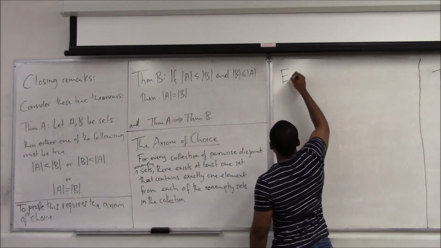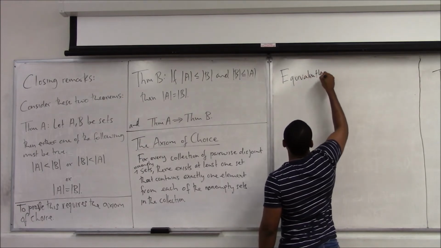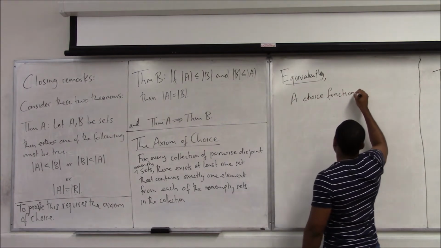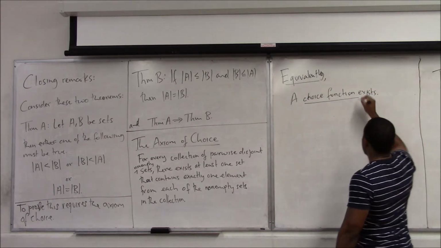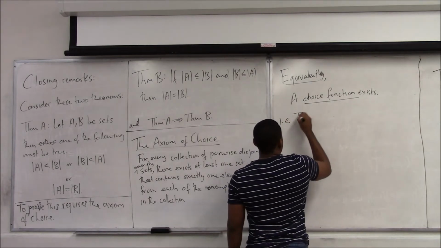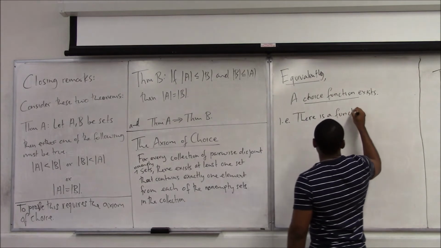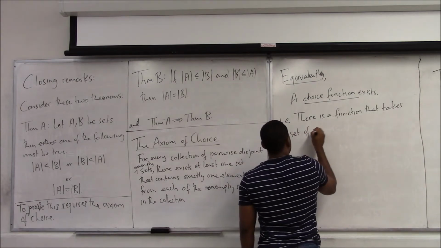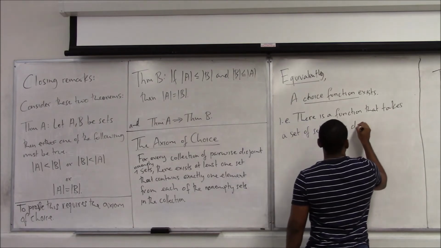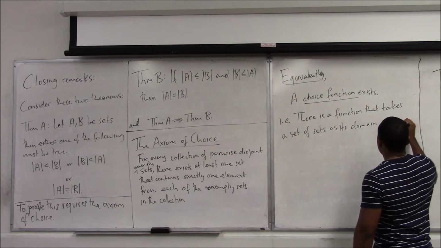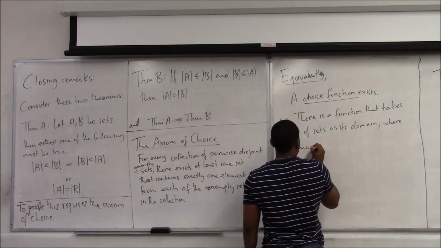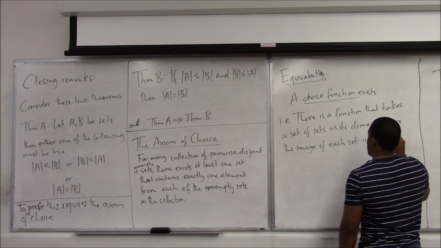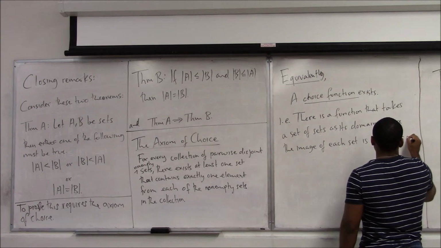Equivalently, this is another way to state it. A choice function exists, i.e., there is a function that takes a set of sets as its domain, where the image of each set is a member of the set.